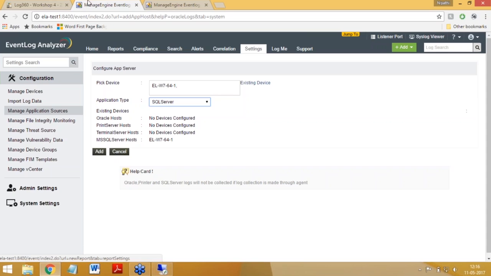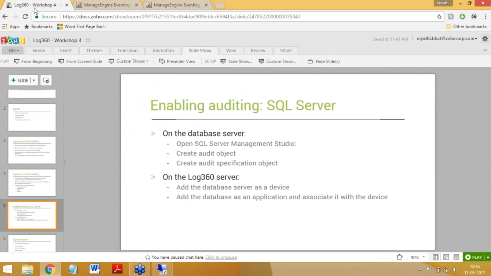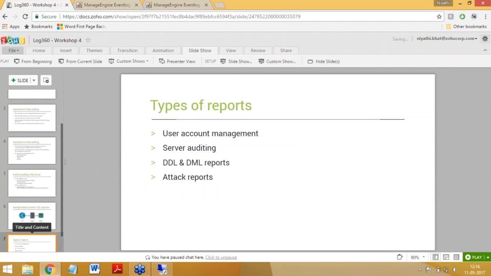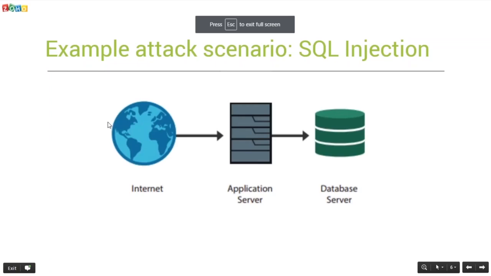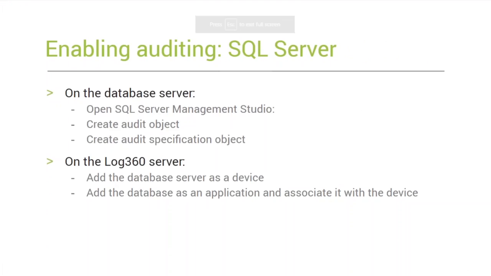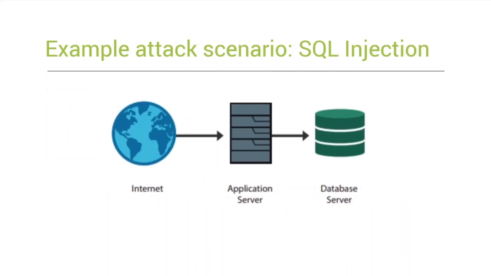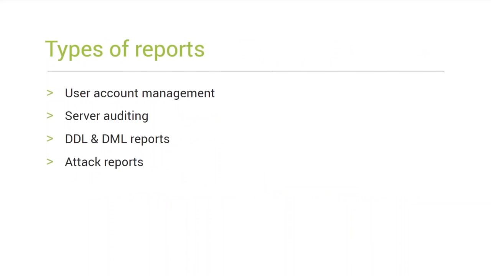So now comes the part where we look at the various reports that we provide. So I've shown you how you can enable auditing. After you do this, you can use our product Log360 to collect the logs and generate various reports. So these are the types of reports that we provide for Microsoft SQL Server as well as Oracle Server, but I'll be showing you the SQL Server reports today.